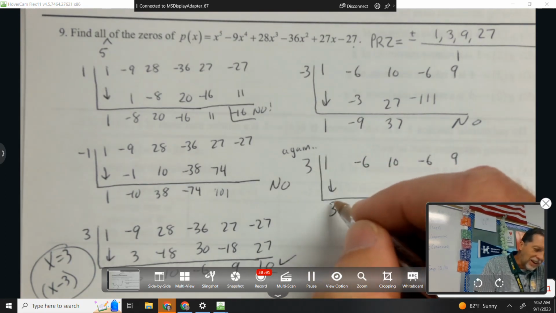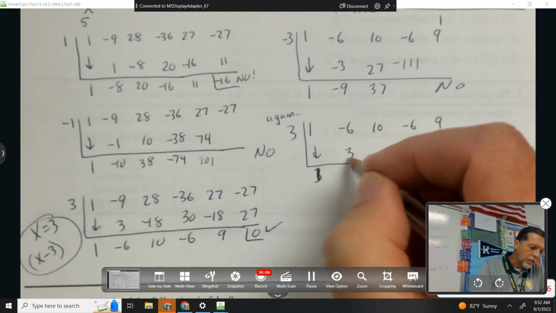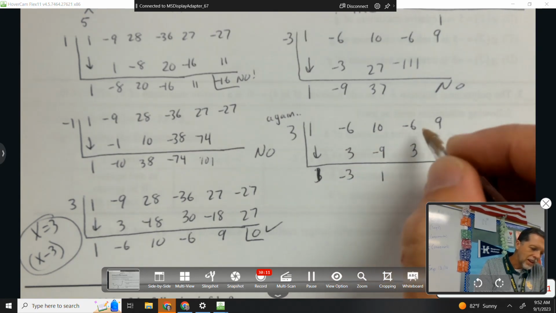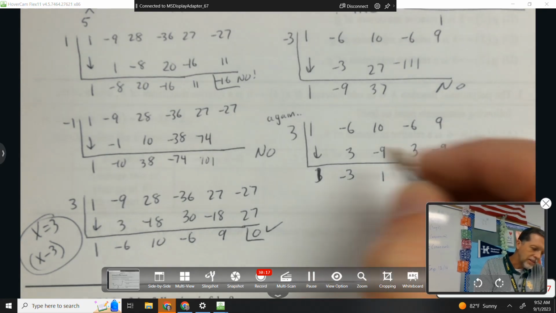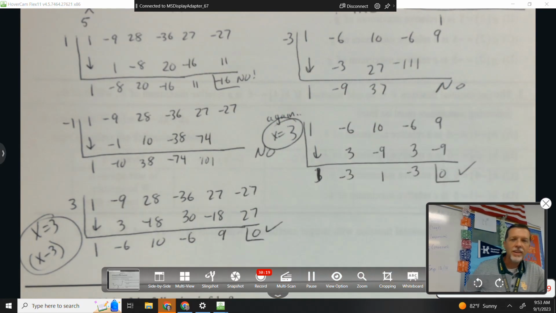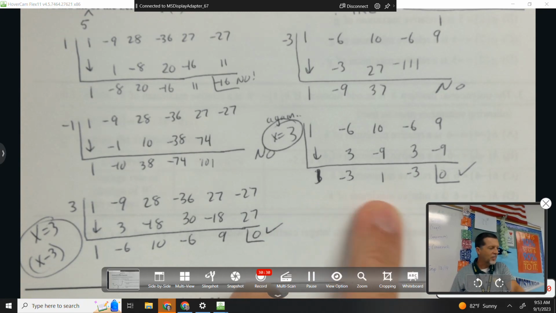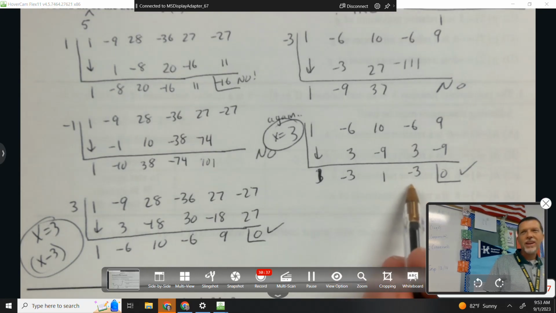Let's see. Whoops. Copy down the 1. I get 1. 1 times 3 is 3. Multiply, add. Multiply, add. Oh, this is looking good. Yes. So x equals 3 works twice. And I'm down to a cubic, which there's no guarantee I can solve, but look at those coefficients. I think I can factor that by grouping.